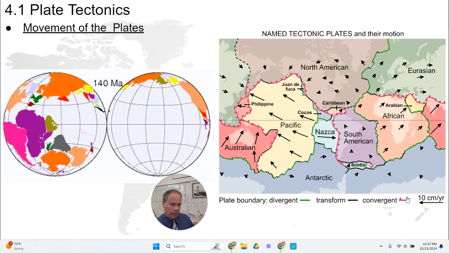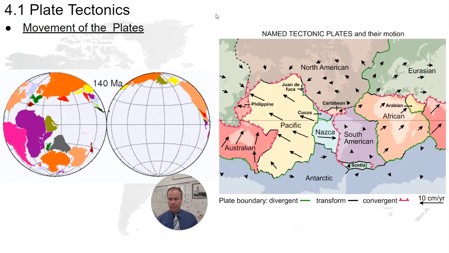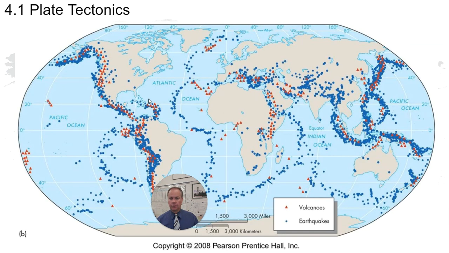We also have convergent boundaries, which are in this pink color. For example, here we have the Australian plate moving into the Pacific plate. That's a convergent boundary here. We can see other convergent boundaries along the way. And so we know over the history of the Earth, these major plates have moved over time, and we can see that here.